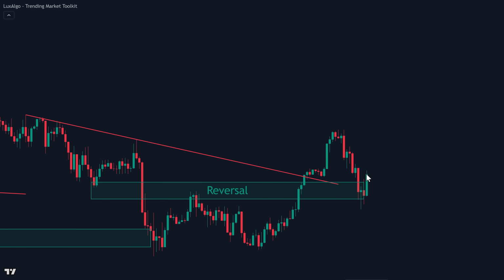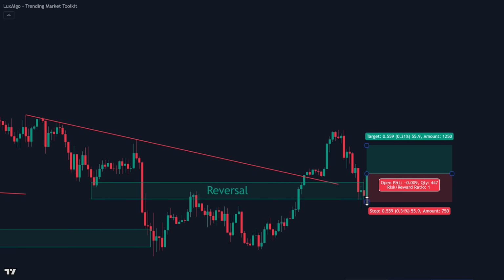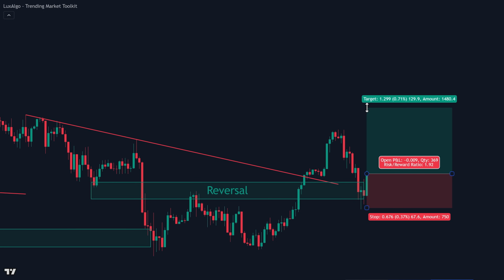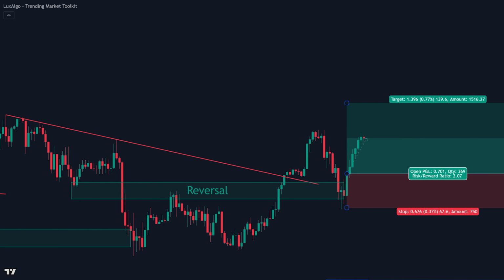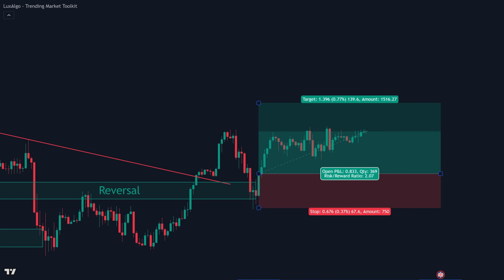Once these rules are met, we enter a long position. We set our stop loss below the reversal zone. We aim for a risk-to-reward ratio of 1 to 2. Looking at the chart, you can see this trade ended up profitable.